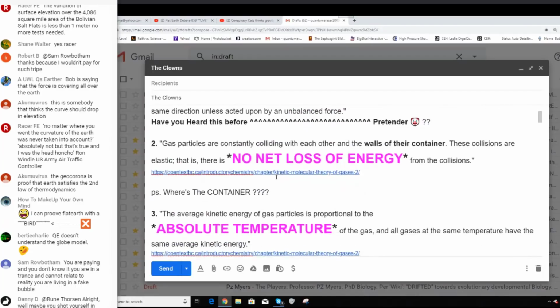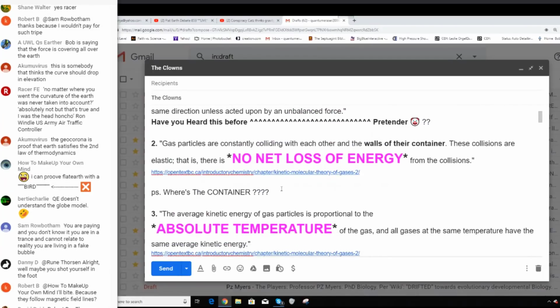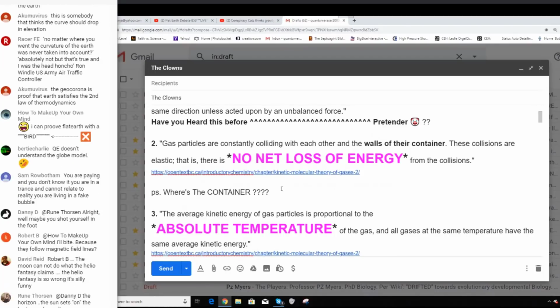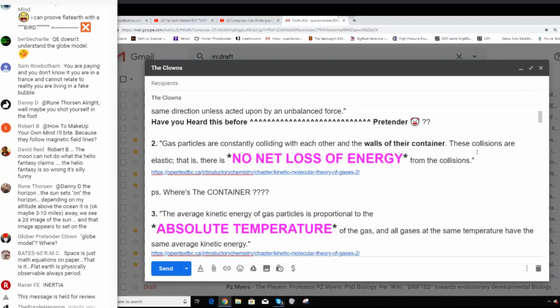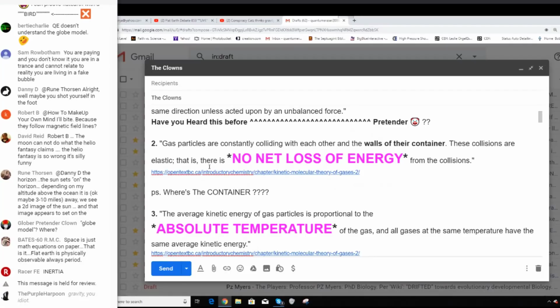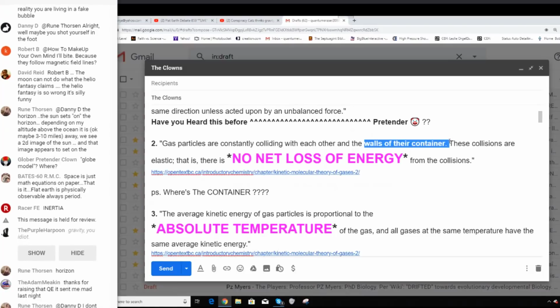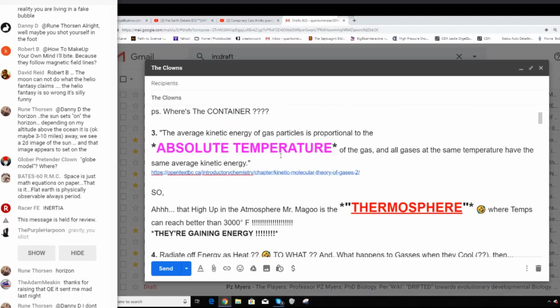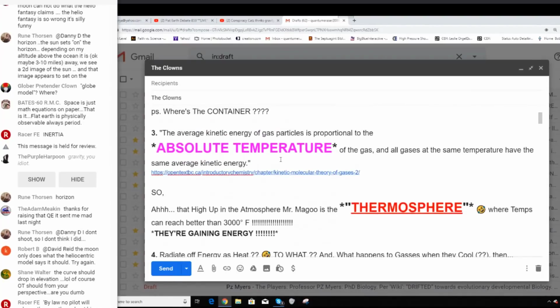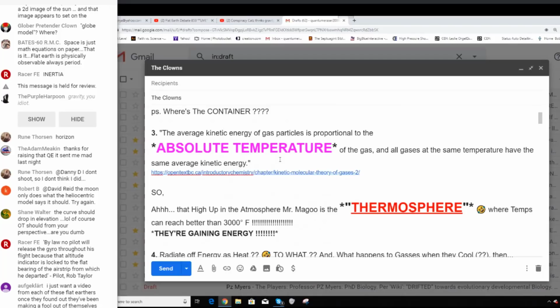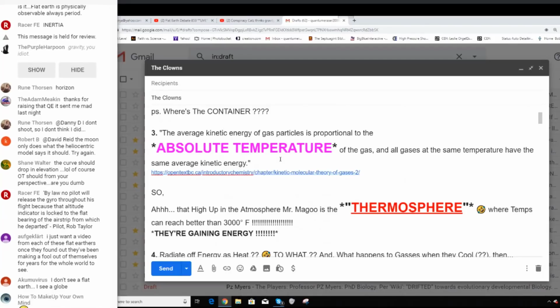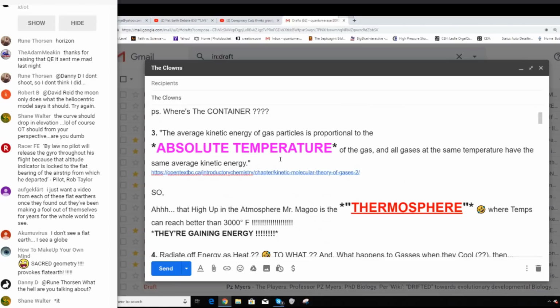Number two, this gets better. Gas particles are constantly colliding with each other and the walls of their container. These collisions are elastic. That is, there is no net loss of energy from the collisions. This is intro to chemistry, by the way. And by the way, where's the container? Too funny. Number three. The average kinetic energy of gas particles is proportional to what? The absolute temperature of the gas. And all gases at the same temperature have the same average kinetic energy.